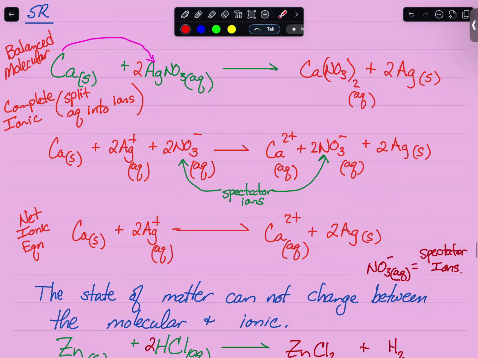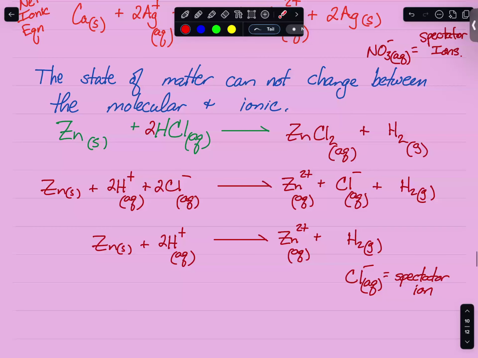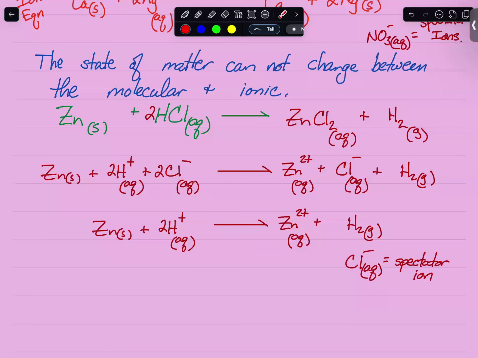Let's take a look at another single replacement. Now we're taking a piece of zinc metal, throwing it in hydrochloric acid. And I believe we did this as one of our single replacement reactions in the lab. And so zinc is above hydrogen on the activity series. So the reaction occurs, forming zinc chloride and leaving hydrogen by itself.